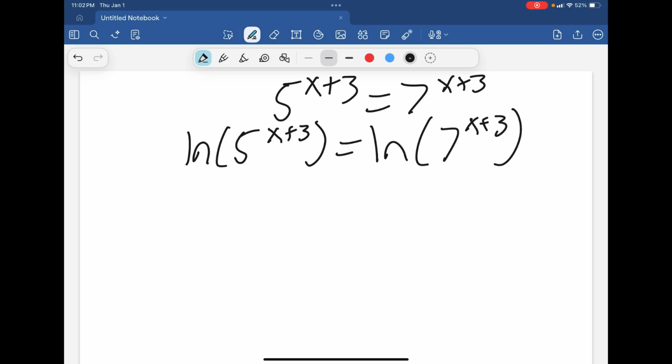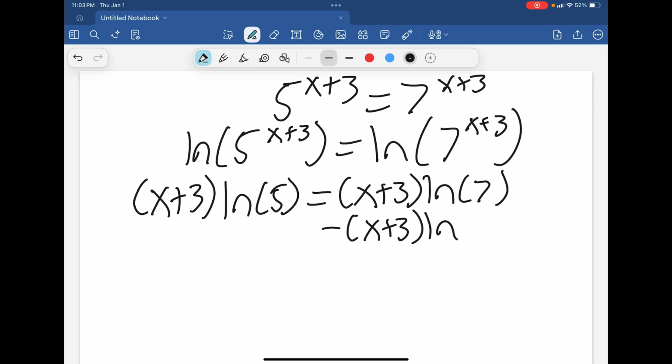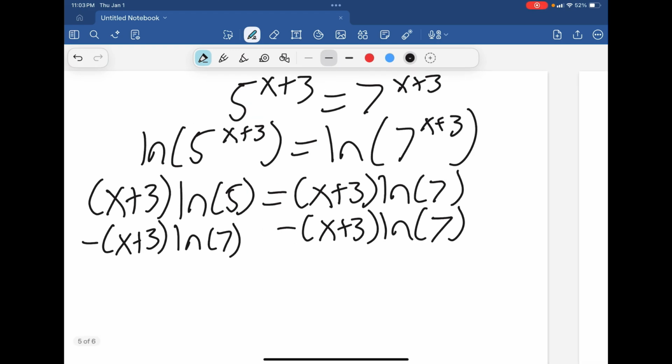And using our logarithm rules, we know that this power, the x plus 3, can actually shift in front. So we're going to have (x plus 3) times ln 5 equals, and again, we can shift the x plus 3 in front. So we're going to have (x plus 3) times ln 7. And then from here, we want to get the terms on the same side. So we are actually going to subtract (x plus 3) times the natural log of 7 on both sides.